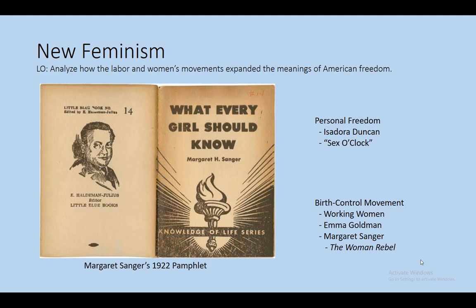We also see new feminism emerging during this time period, which is expanding this definition of American freedom. So feminists' forthright attack on traditional rules of sexual behavior added a new dimension in this discussion for personal freedom. And probably Isadora Duncan is going to be the symbol of feminism in this era. Isadora Duncan was a dancer, and what she did was she shed her corset and she danced kind of freely. And you can Google her on YouTube and look at what she looks like dancing.